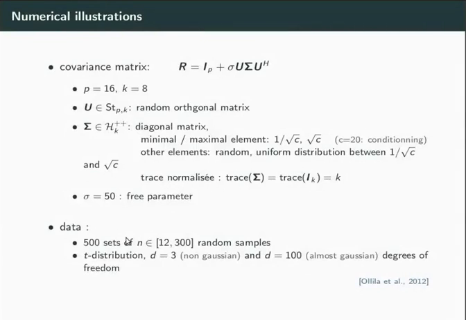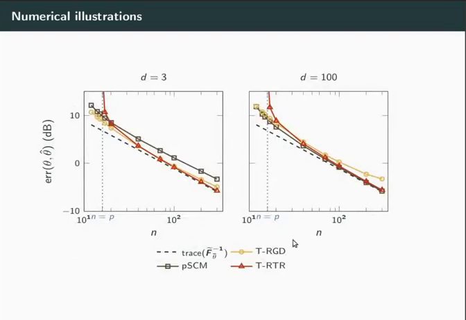And for the data, we have simulated 500 Monte Carlo sets of n random samples, and we have considered two cases, both with the t distribution. So some sets are t distributed with d equal to 3 degrees of freedom, so very non-Gaussian data, and d equal to 100 degrees of freedom, so almost Gaussian. And we have these results here.